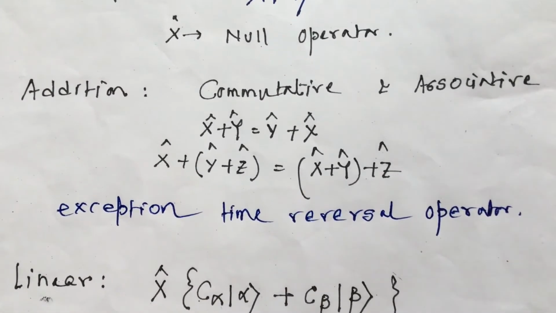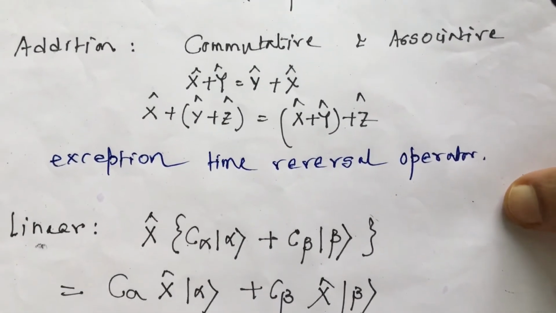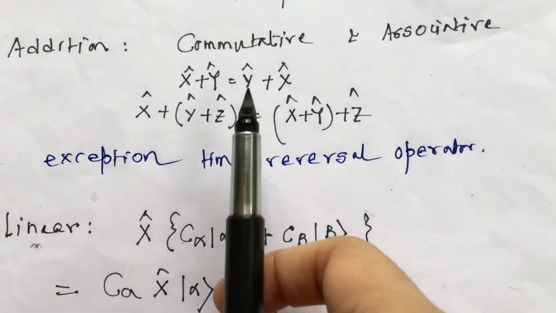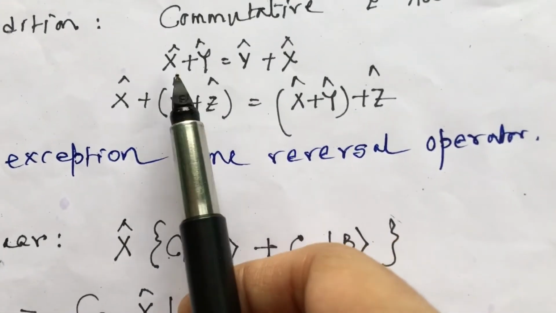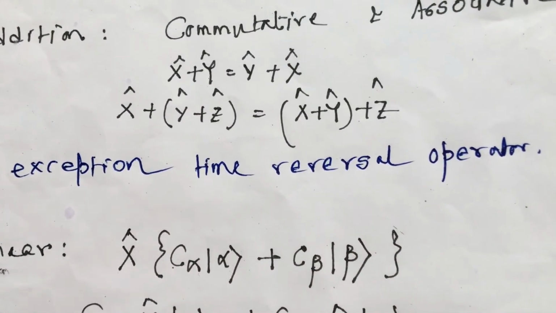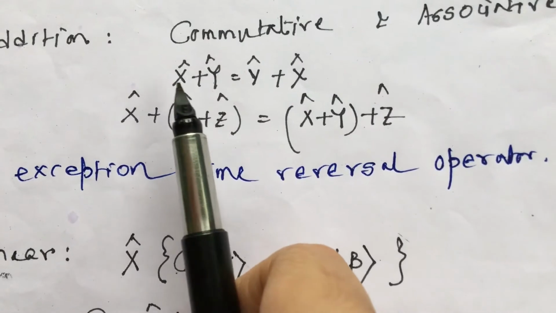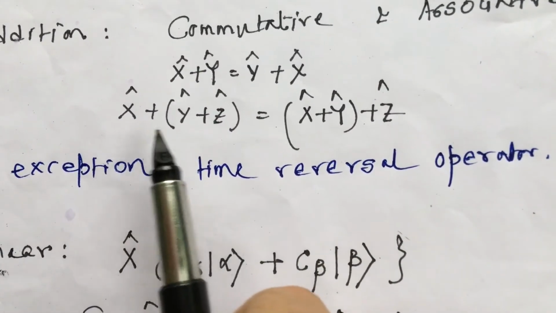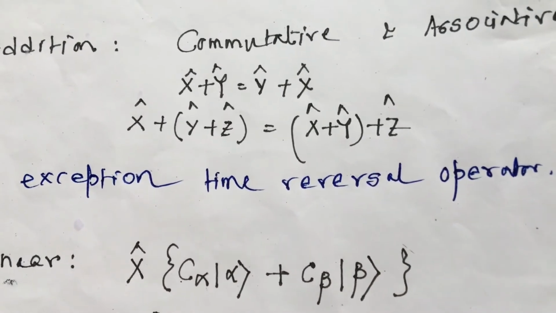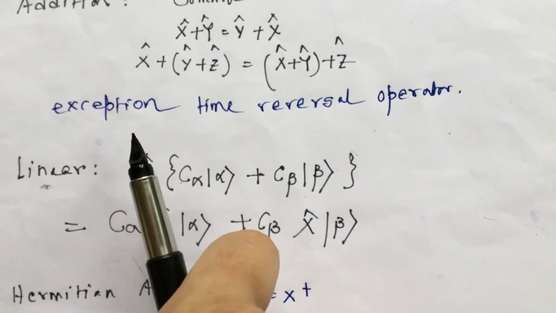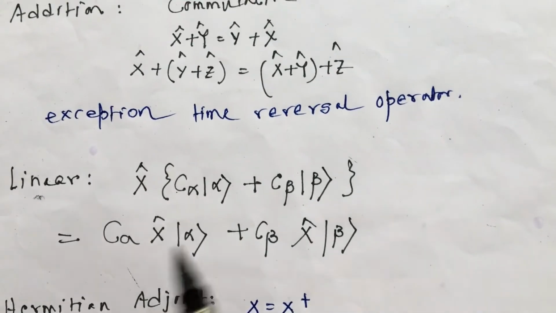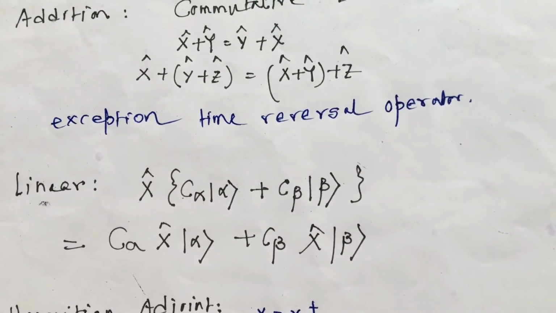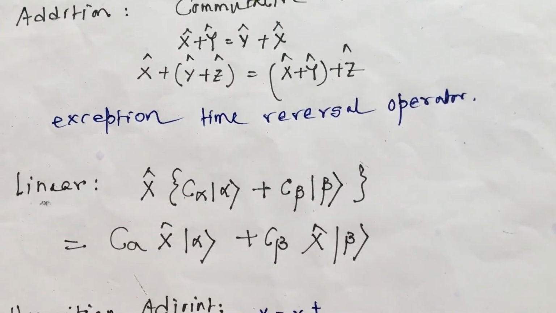Operators can be added, can be multiplied also. Operator addition is commutative and associative. This is the commutative property: x hat plus y hat equals y hat plus x hat. And this is the associative property of operators. There is an exception of the time reversal operator where this does not hold. We will come to it in detail after a while.